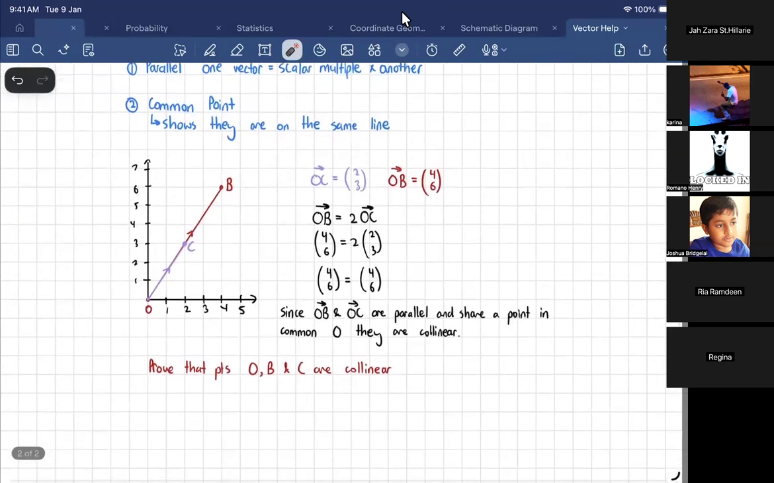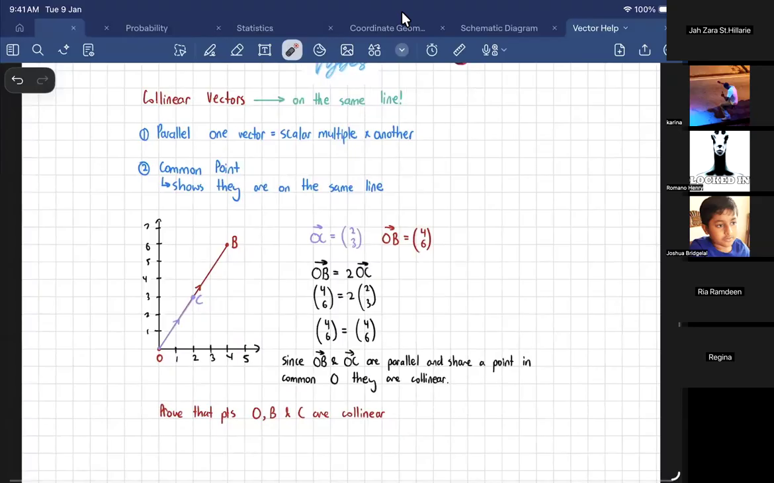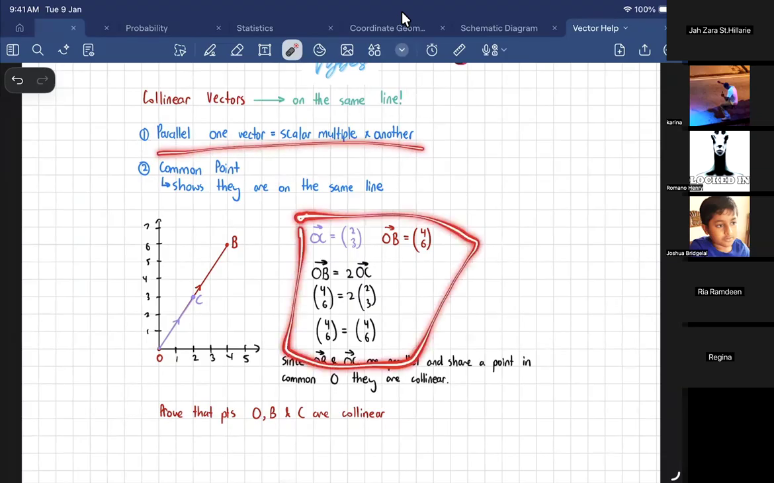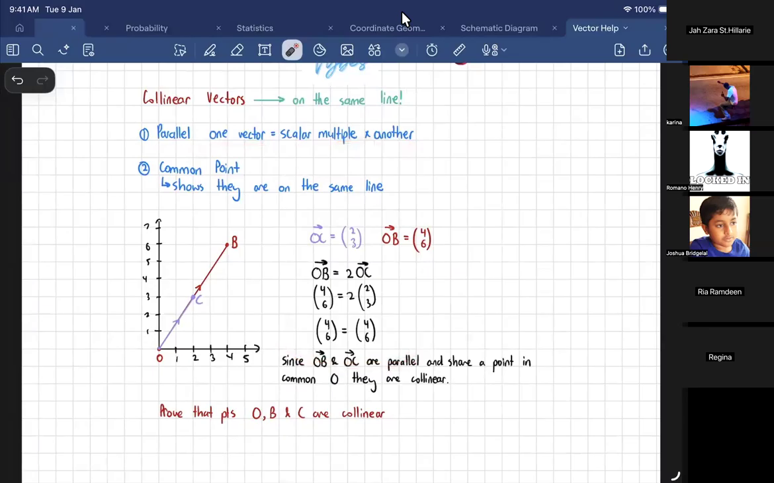So to prove that two vectors are collinear, and that means they're on the same line, you must be able to write one vector as a scalar multiple of the other. And that is this part over here. Hope you understand that. Next thing, we need to look at a common point. So do those two vectors have a point in common? If they don't, they could be parallel. But if they do, and they are parallel as well, they'll be collinear. So Jelani, do you understand the concept now? Yes, sir.